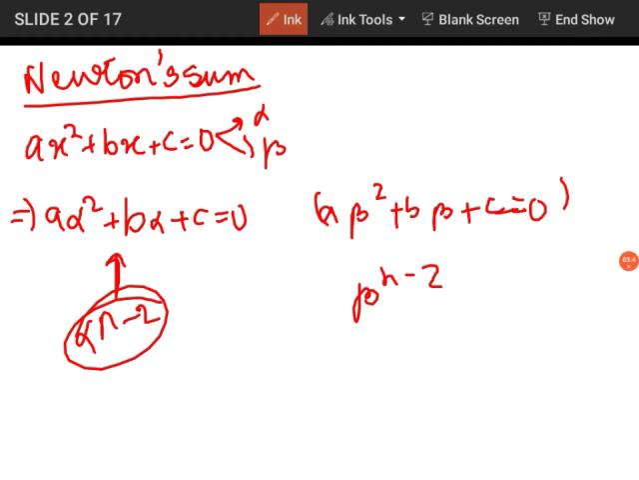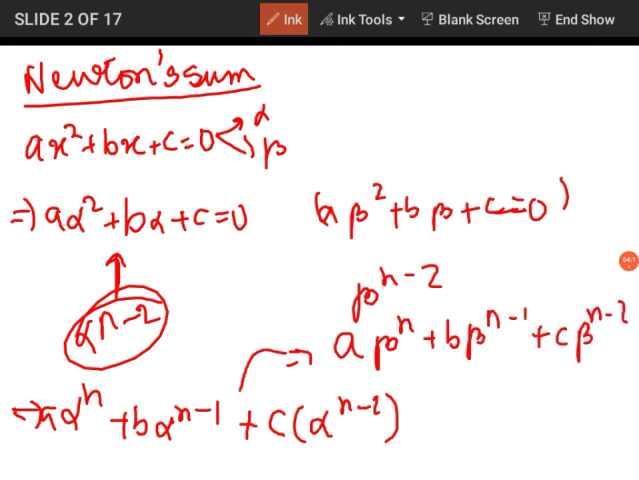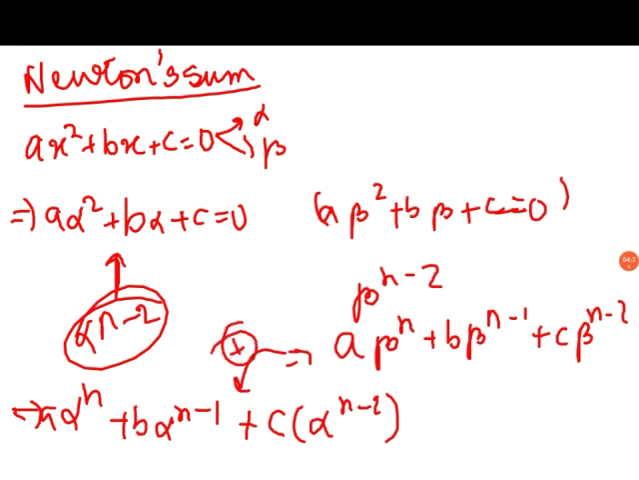Now once you multiply this, what you are going to get is a alpha to the power n plus b alpha to the power n minus 1 plus c alpha to the power n minus 2. Similarly here also the same will come. It will be a beta raised to the power n plus b beta raised to the power n minus 1 plus c beta raised to the power n minus 2. Now if you add these, what are you going to get?